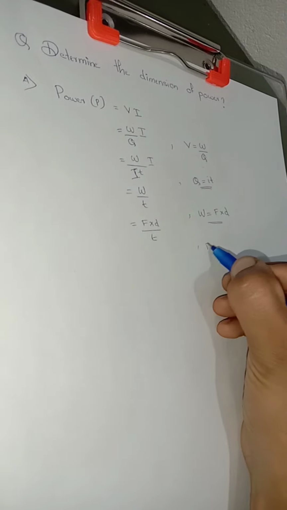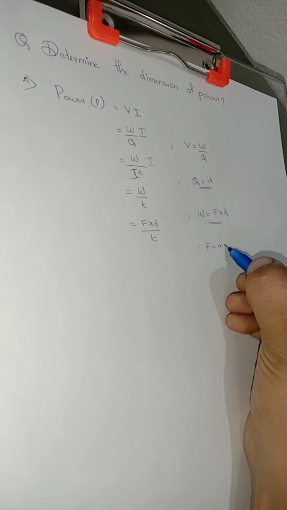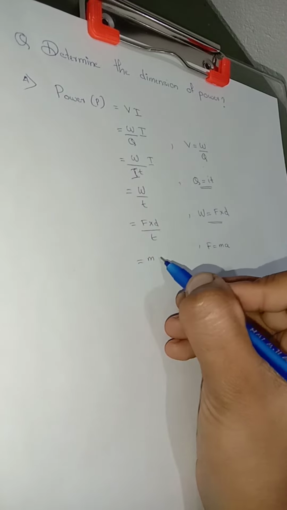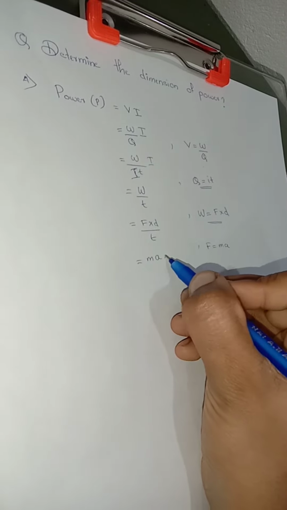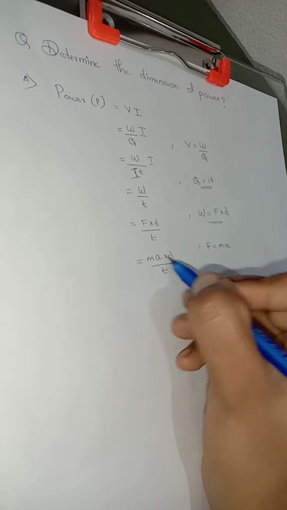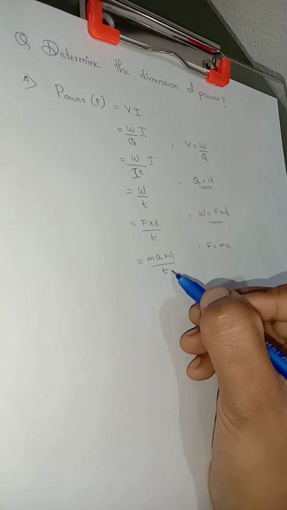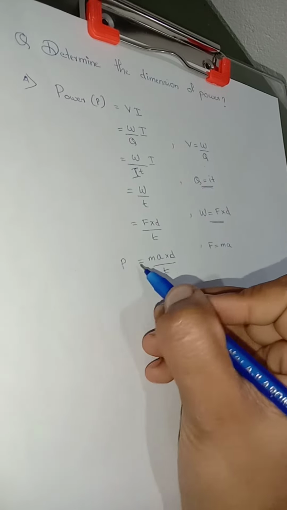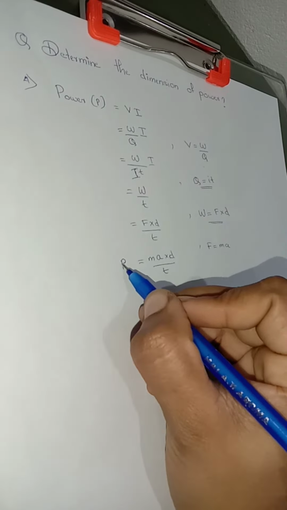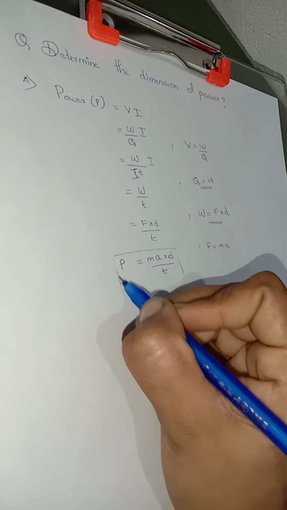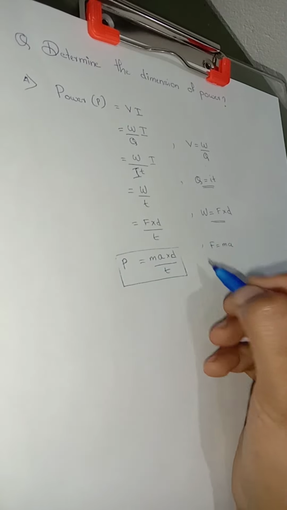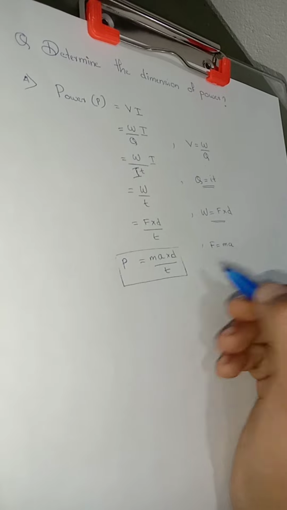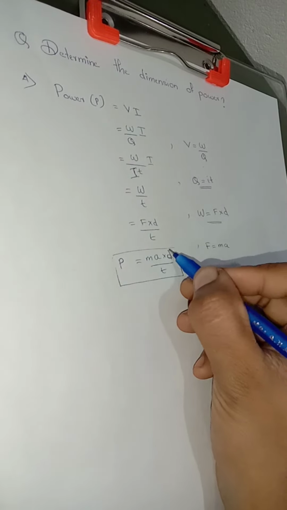Now we know the equation for force, which is equal to mass into acceleration. So instead of force, we are writing mass M into acceleration A into displacement D by T. Now the equation is mass into acceleration into displacement by time. Now we have got the equation of power in this form. So after getting the equation of power in this form, we will convert it into dimension. So now we have to write the dimension of this equation.